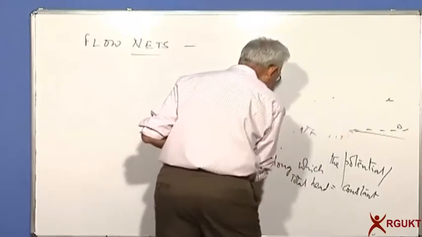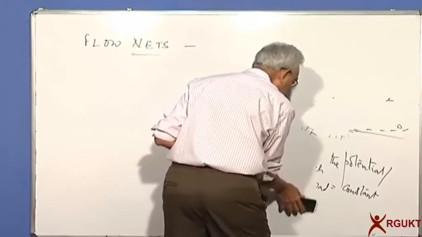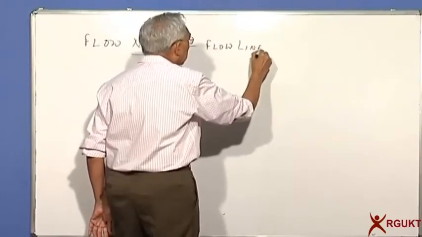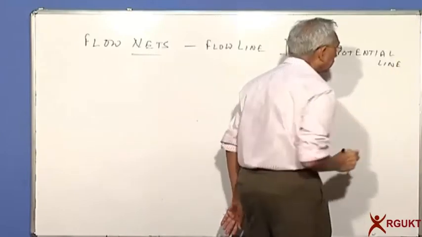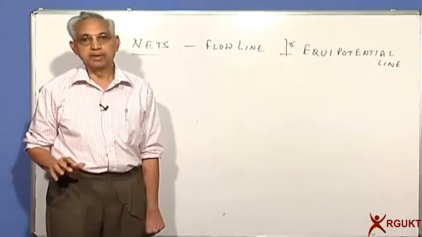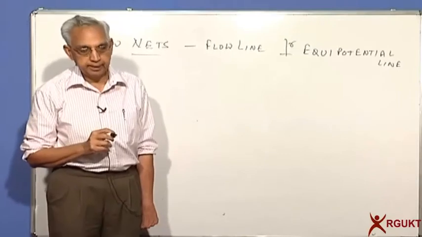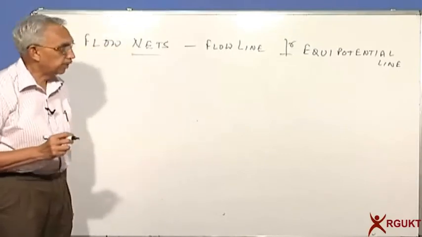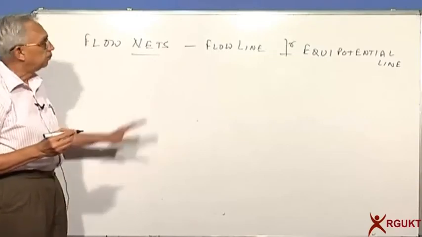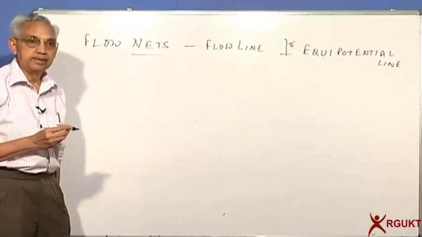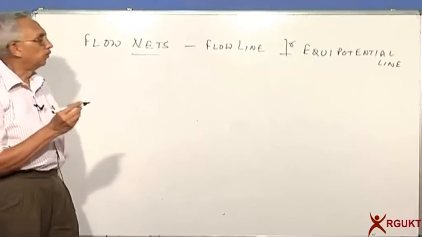Flow net consists of these two lines, and the only requirement is a flow line and an equipotential line are orthogonal. Please remember, this is the most fundamental one: one is perpendicular to the other. This is a necessary requirement. You can also prove it mathematically. It will take a few more minutes, so maybe we will not go into that. But I would like to illustrate how, based on this characteristic, we'll try to draw a simple flow net.